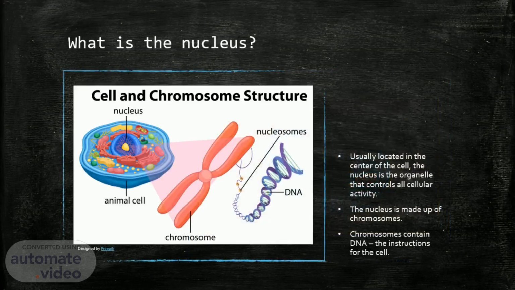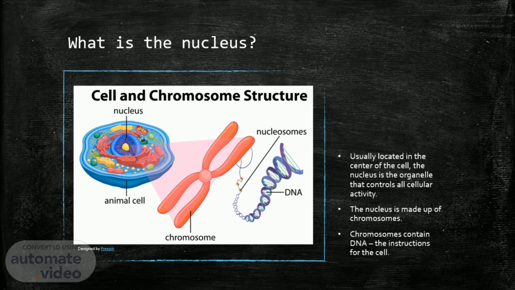Last but most certainly not least, is the nucleus. The nucleus is usually located in the center of its cell, and controls all cellular activity. It is the genetic library of the cell, and it holds all the instructions needed to build all our body's proteins.